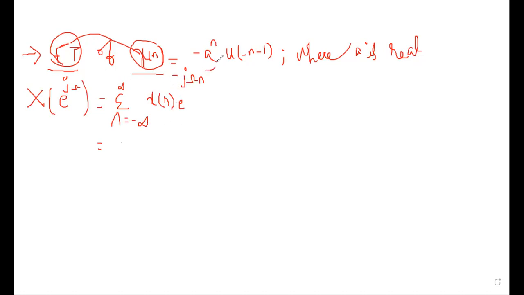Now my next step is to substitute my x of n. So when we substitute x of n, minus a power n will be there, and this is a unit step signal, so its value will be equal to 1. But the bracket term says how I have to modify the summation limits. So summation n is equal to minus infinity to minus 1, where x of n is the same, minus a power n, multiplied with e power minus j omega n. So you can ask me how it is minus infinity to minus 1.